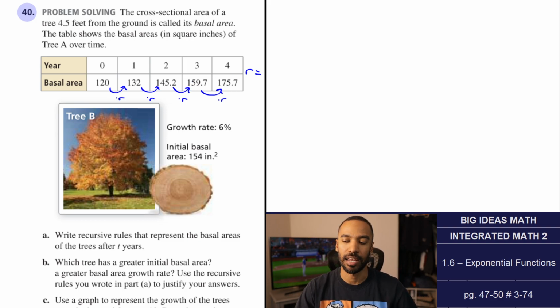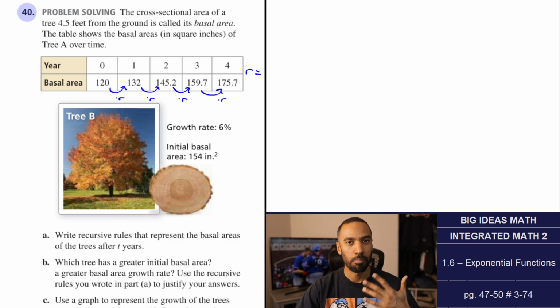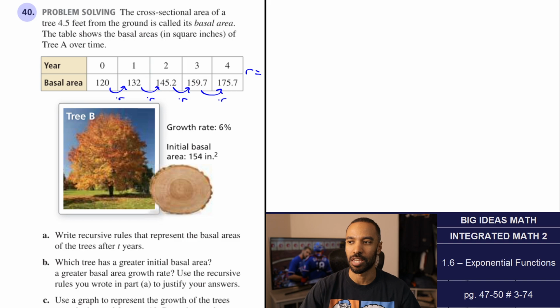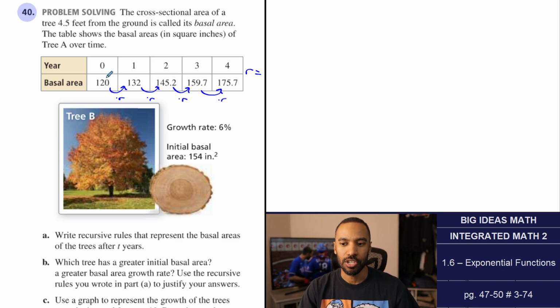Now I divided it and I got 1.1 exactly. That's not even rounded. So 1.1. So the growth rate, if you were curious, as a decimal, because this other one says 6%, this growth rate is 10%. This is 1 plus 0.1, and 0.1 is the decimal equivalent of 10%. And the initial basal area is 120 square inches.